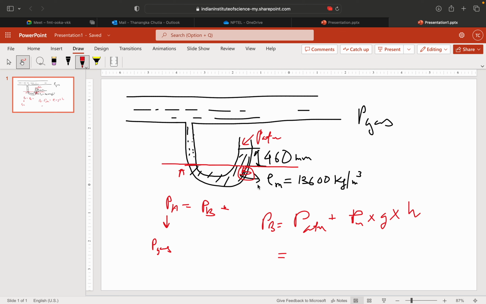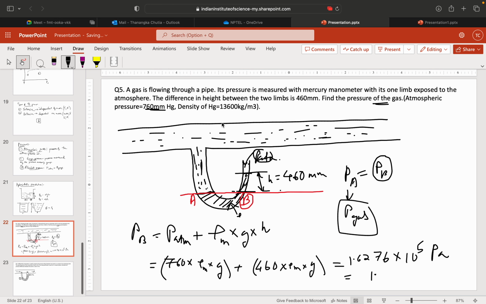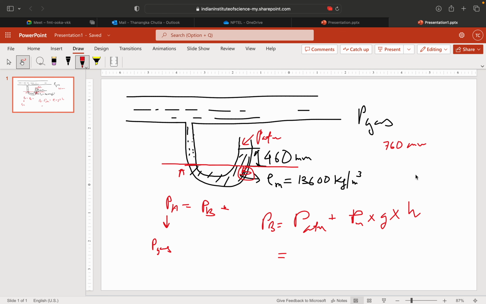P atmosphere they have given as 760 mm of mercury. It is there in the previous question, which I will upload, don't worry. So this means 760 into rho m into g plus 460 into rho m into g, and this will give you 1.62 bar. Is there any doubt in this question? For those who came late also, I can go back if you wish.